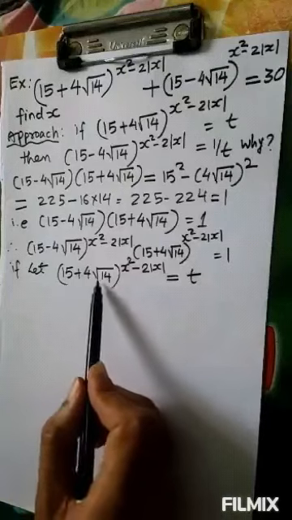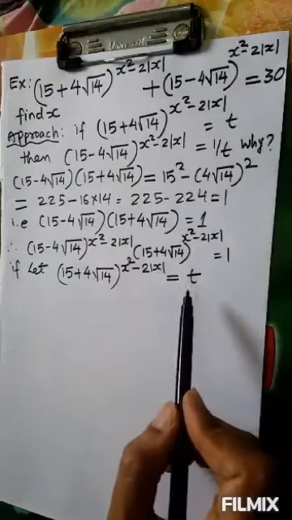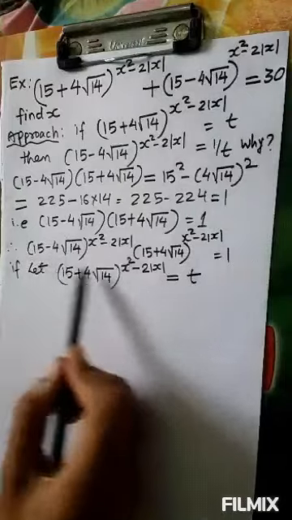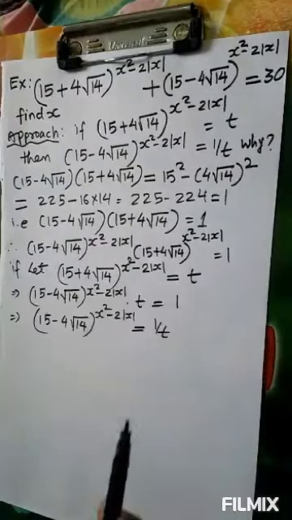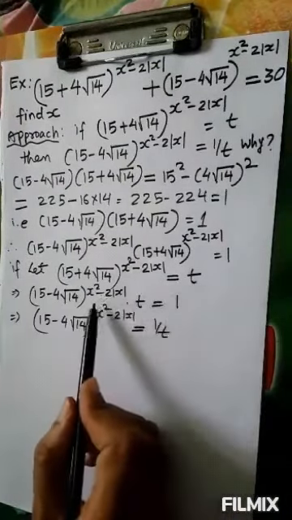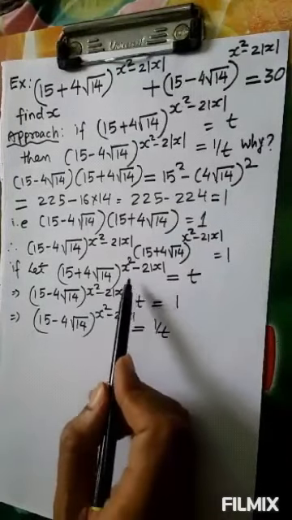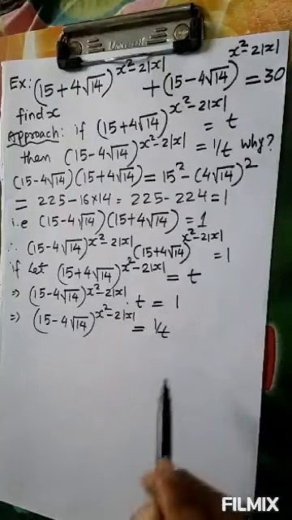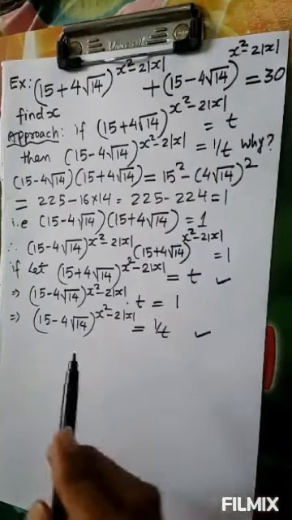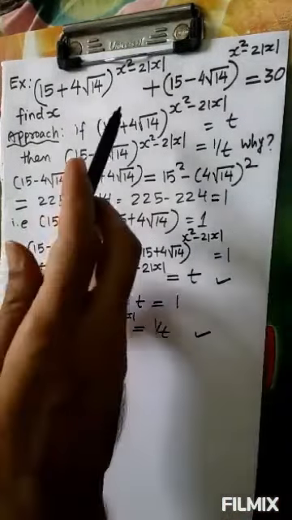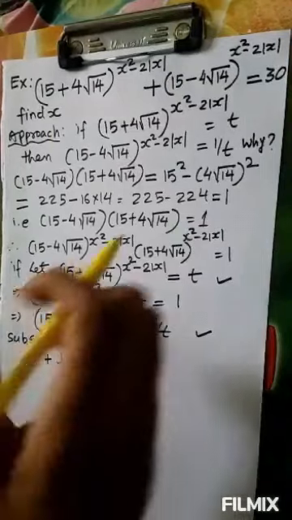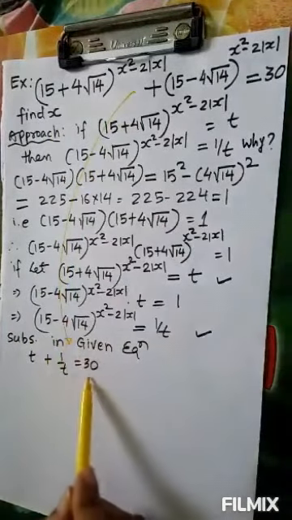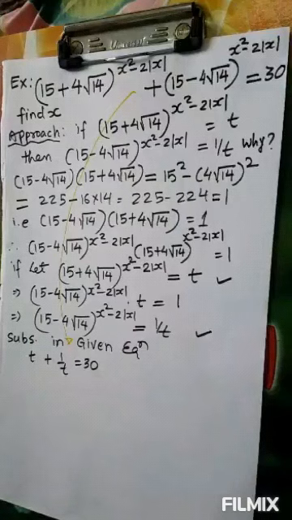So if we assume (15 plus 4 root 14) to the power (x square minus 2 mod x) equals t, this term becomes what? If you put this as t, this t goes down, so this becomes 1 by t. So you will use these two results and substitute here. If you substitute in the given equation, this equation reduces to t plus 1 by t equals 30, which we will solve for t.